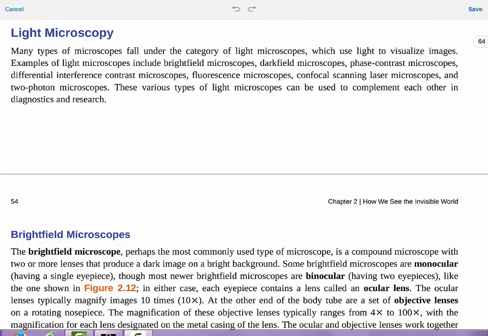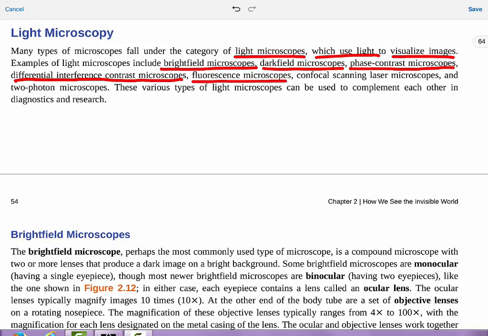We'll start here with light microscopy. Many types of microscopes fall under the category of light microscopes, those which use light to visualize images. When we talk about a light microscope, very clearly it's just using light in order to see the image. Examples of light microscopes include brightfield microscopes, dark field microscopes, phase contrast microscopes, differential interference contrast microscopes, fluorescence microscopes, confocal scanning laser microscopes, and 2-photon microscopes. You need to know those things.